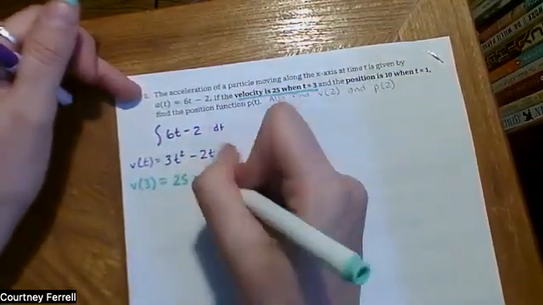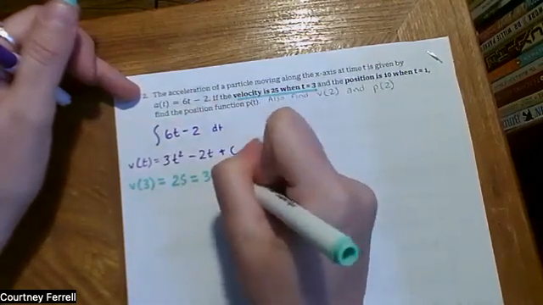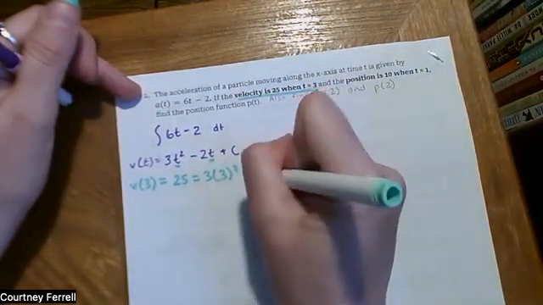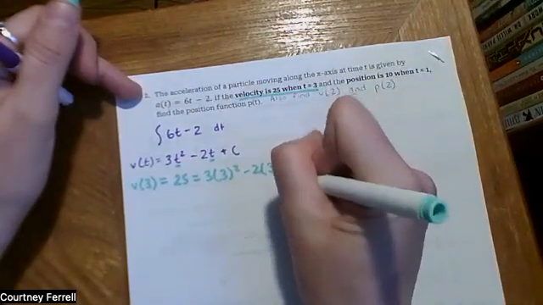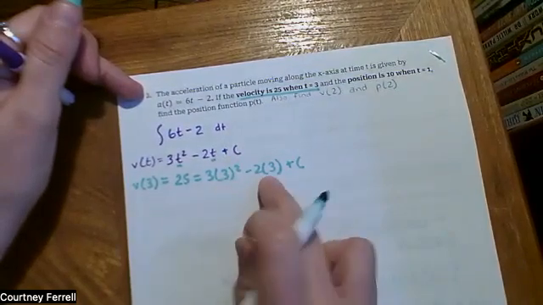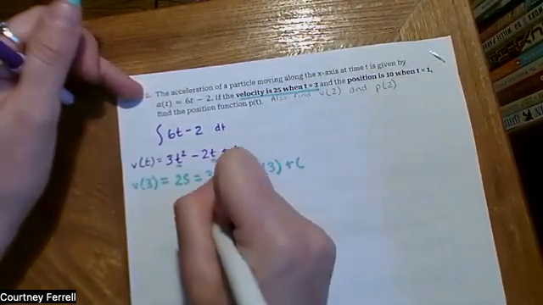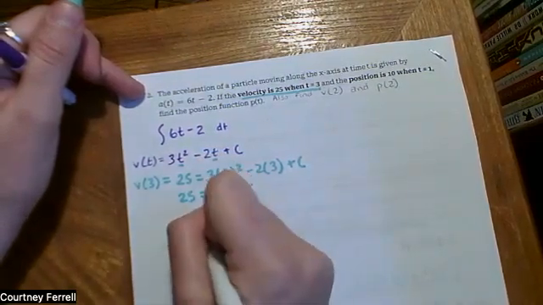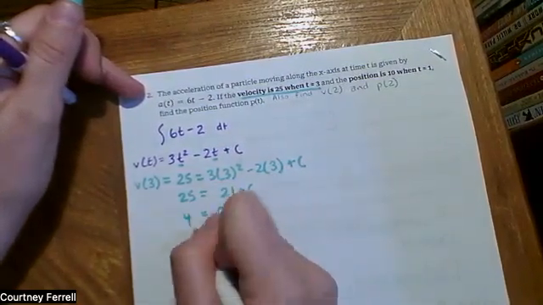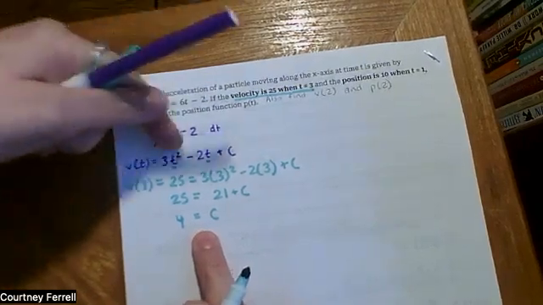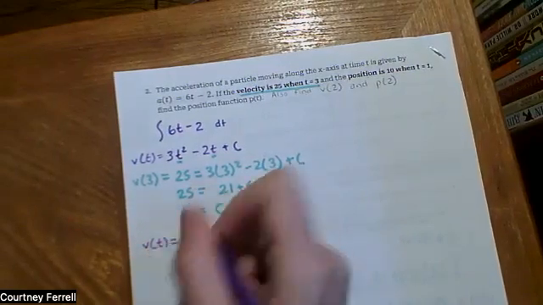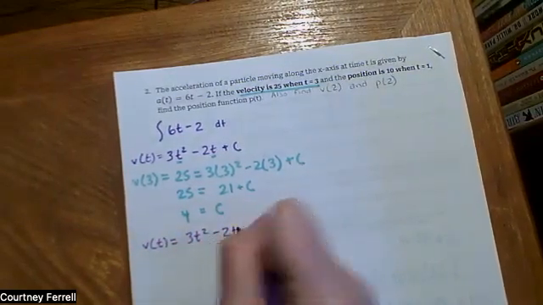And it also equals 3 times, right? I'm just plugging in my t here. So 3 times 3 squared minus 2 times t, which at this moment is 3, plus c. Okay? 27 minus 6 is 21 plus c. They told us this was equal to 25. Oh, that's supposed to be a plus. So that means that c must be 4. So to rewrite my velocity function, v of t equals 3t squared minus 2t plus 4.